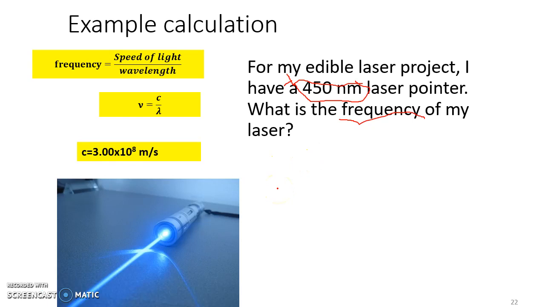So the second question, what do we want? Frequency. Is there anything else given that may not be explicitly stated in the question? In this case, yes. For an exam or something, you will not be given explicitly the speed of light, but you should know it.